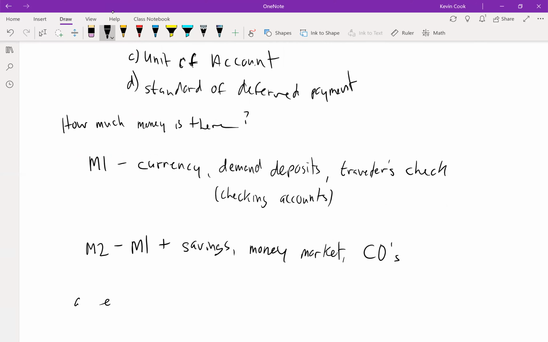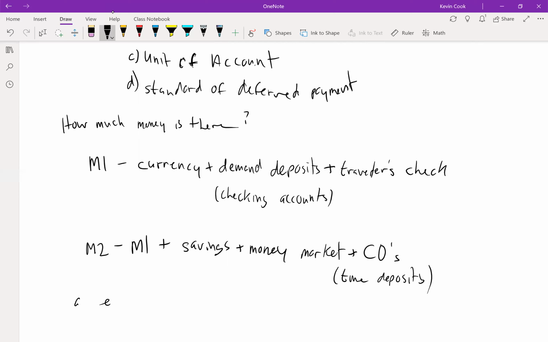So for M1, I should say this is currency plus demand deposits plus traveler's checks. I should say that M2 is the M1 plus their savings plus money markets plus CDs. The other thing that these CDs might be called are something like time deposits. So just another way to think about that, and so on.